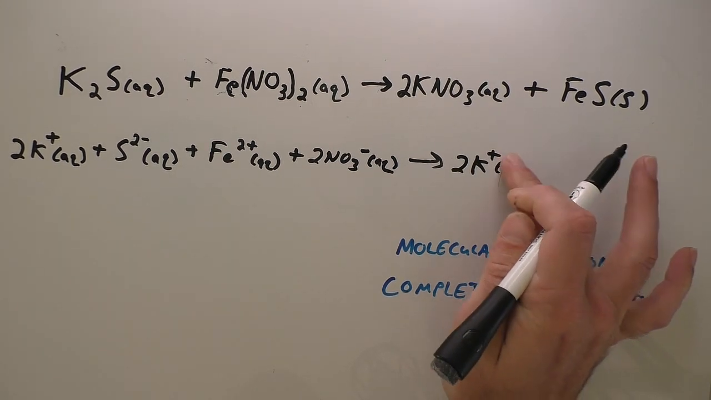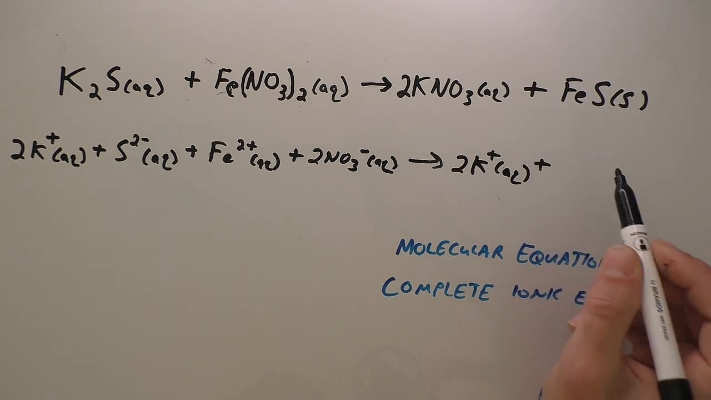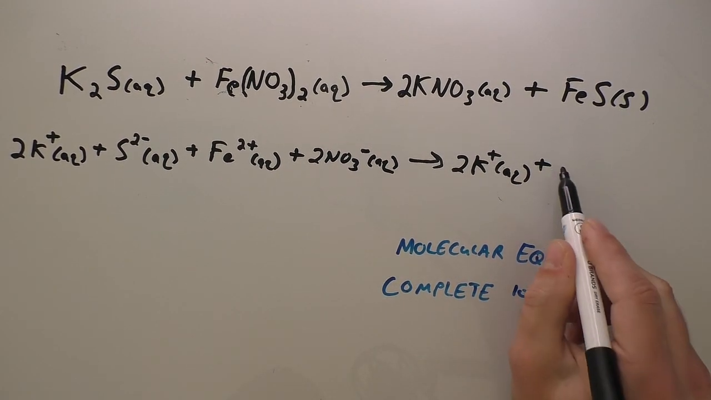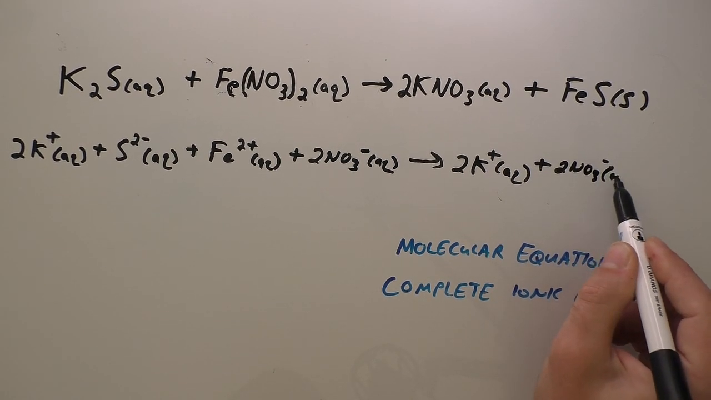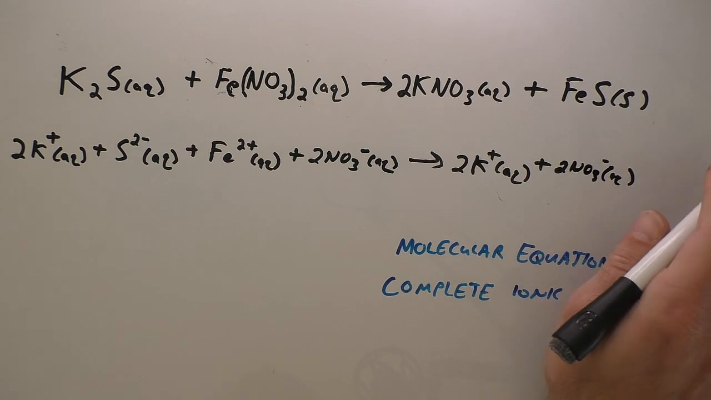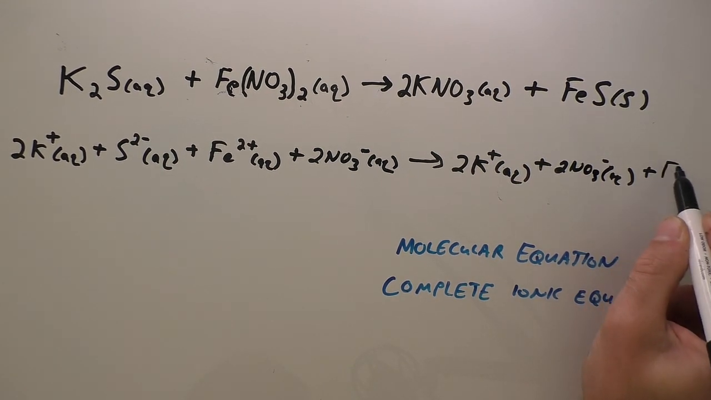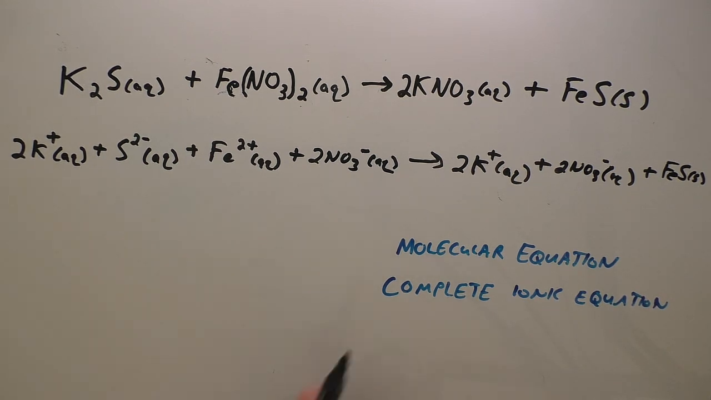Whoops, kind of wrote the Q before the A, sorry about that. Aqueous. Plus our 2 nitrate ions, that's 2 NO3 minuses, aqueous, and hopefully I don't run off of the page here, plus iron 2 sulfide, ferrous sulfide, and that's a solid. So that is our complete ionic equation.